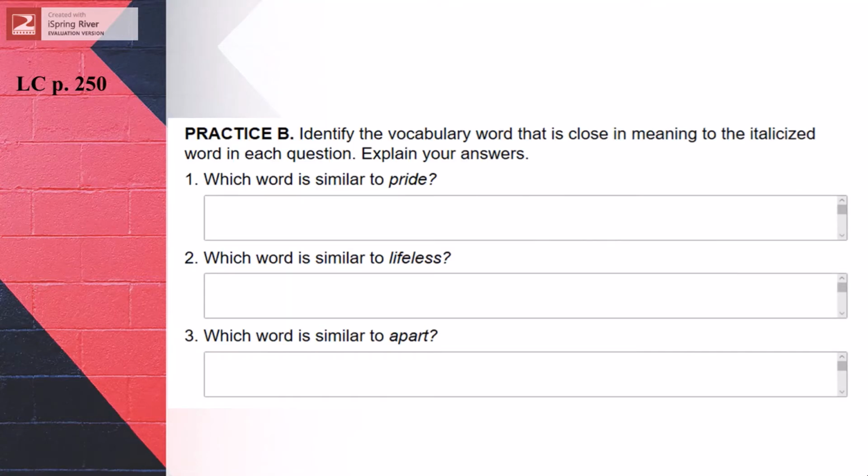Now let us have more activity on the same page. Let us have practice B. This time, you are going to identify the vocabulary word that is close in meaning to the italicized word in each question. Then, after that, you're going to explain your answers. Let us have number 1. The word is pride. Which word is similar to pride? I want you to write your answer in your workbook or type it or enter it in the website. How about number 2? What is the word related to lifeless? And number 3, apart.